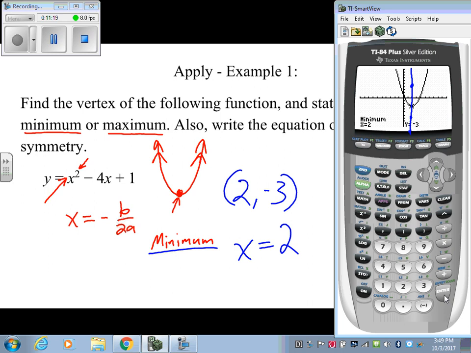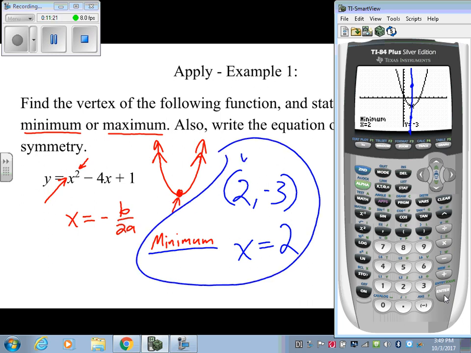So these would be my 3 answers. Once again, I have my vertex here. I have identified that it's a minimum, and also I know that the equation of my axis of symmetry is x equals 2. All right, let's do one more of those.